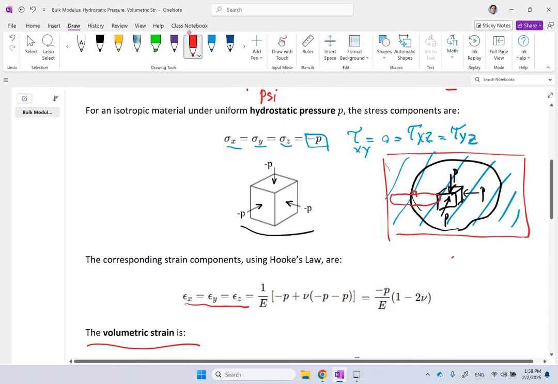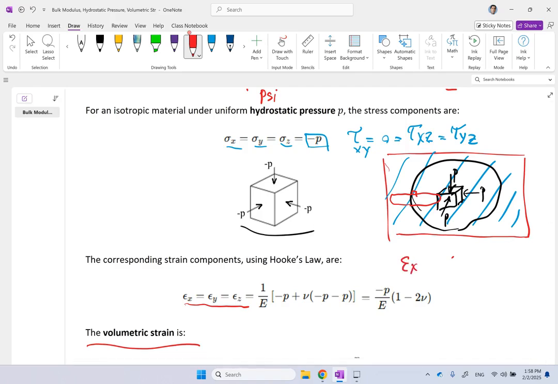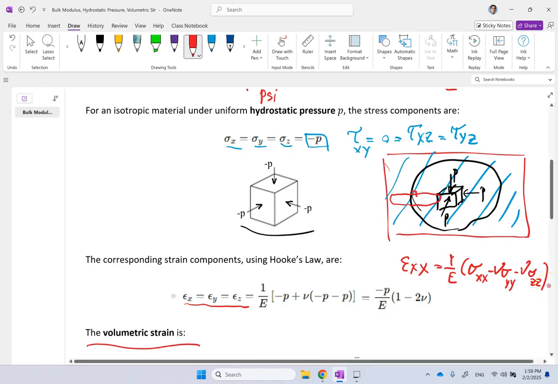Since all of the sigmas are the same, clearly all of the epsilons are going to be the same. And how much are they? Remember Hooke's law says epsilon xx was 1 over E of sigma xx minus nu times sigma yy minus nu times sigma zz, correct? If I replace all of these sigmas with negative P, and factor it out and clean it up, this is the number that you will get.